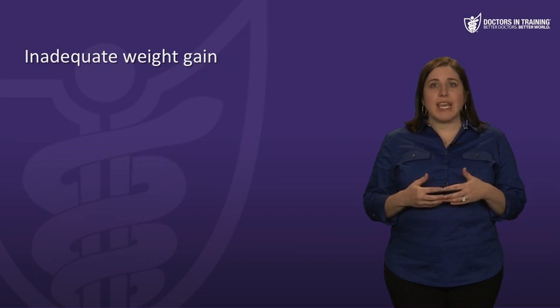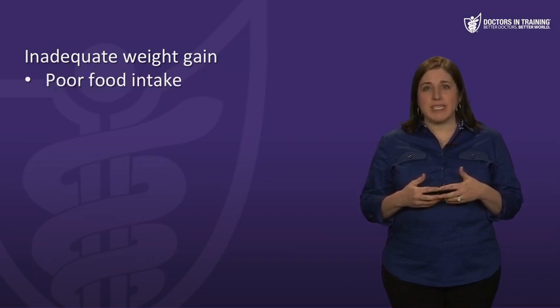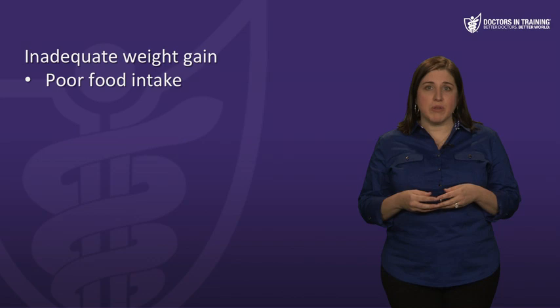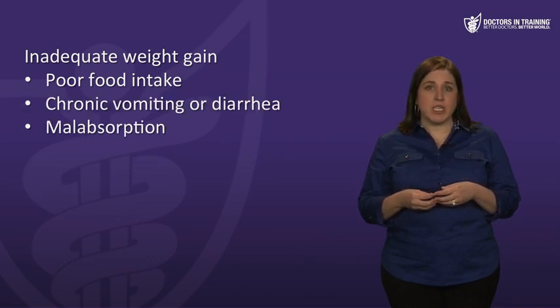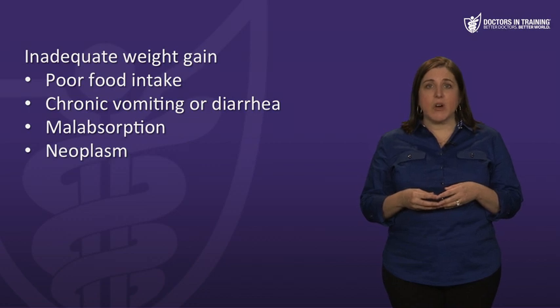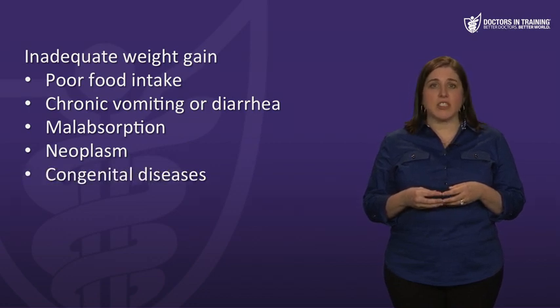Inadequate weight gain can result from poor food intake, including poor feeding and abuse, chronic vomiting and diarrhea, malabsorption, neoplasm, or congenital diseases such as cardiac or endocrine diseases. Weight less than the 2nd percentile on the growth charts or a consistently low weight for a given height suggests failure to thrive. We talked about failure to thrive in the GI section along with the specific criteria.